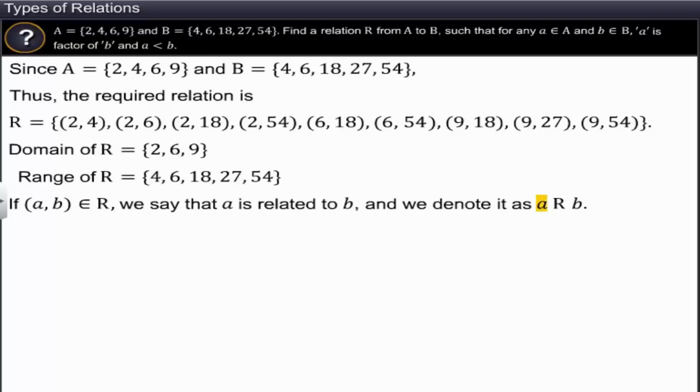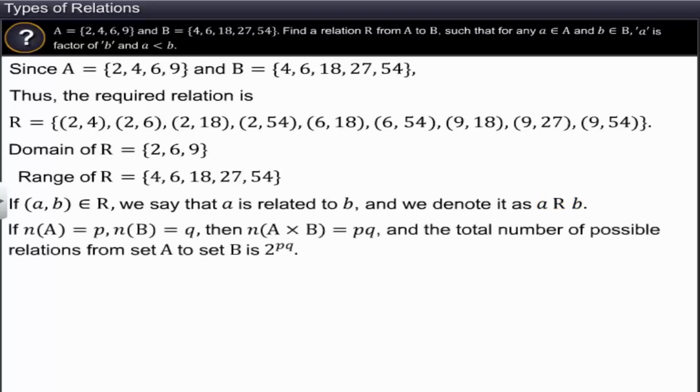which is denoted by aRb. You also learned that if the number of elements in set A is p, and the number of elements in set B is q, then the total number of elements in the Cartesian product of A and B is pq, and the total number of possible relations from set A to set B is 2 raised to the power of pq.